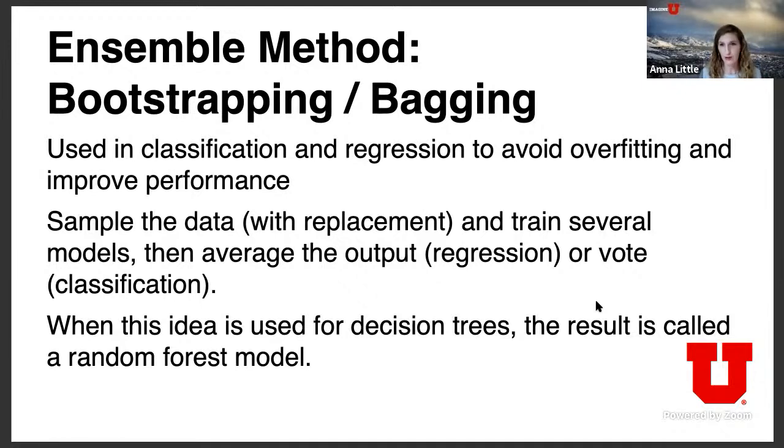For example, if you're doing regression, you would average the output of all of those models. Or if you're doing classification, you can have each model have a vote and you go with the most popular vote. This is known as bagging, which is short for bootstrapping aggregation. When this idea is used for decision trees, you get what's known as a random forest model.